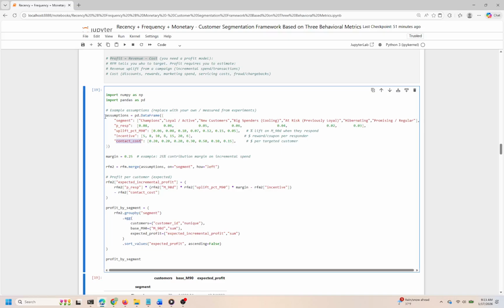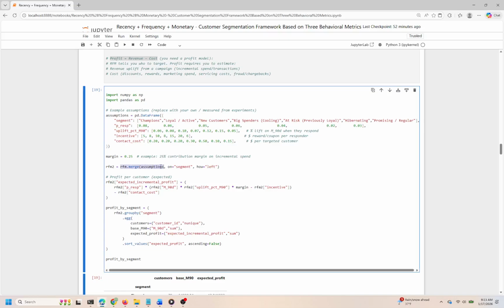The probabilities associated with each segment reflect the likelihood that customers will respond positively to outreach efforts, while the uplift percentages indicate how much additional revenue we anticipate from those who do engage. A key part of the analysis involves merging this assumptions data with an existing data frame called RFM, which presumably contains customer information. This merge enables us to align the relevant customer data with the corresponding segment assumptions, paving the way for more detailed profit calculations.